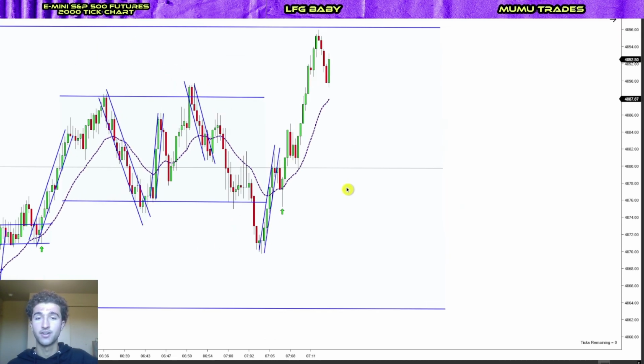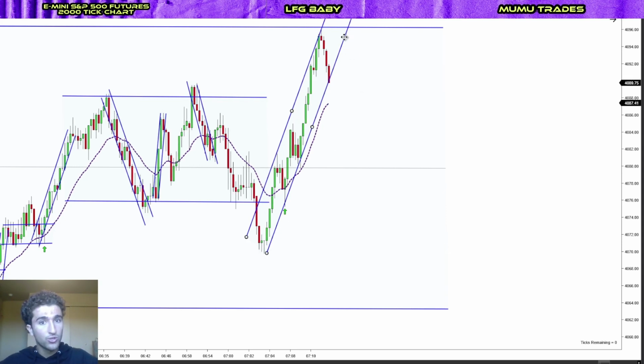So same thinking here. We could extend our trend channel, and in this case, it does look pretty accurate. But once again, let's just only focus on the short-term uptrends.